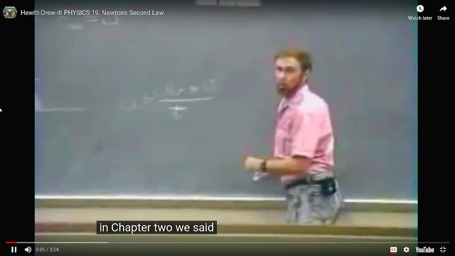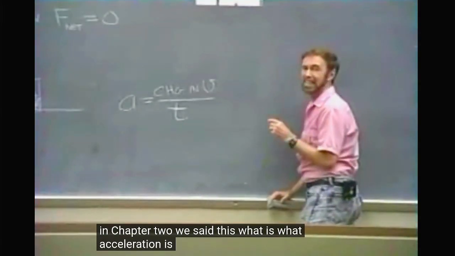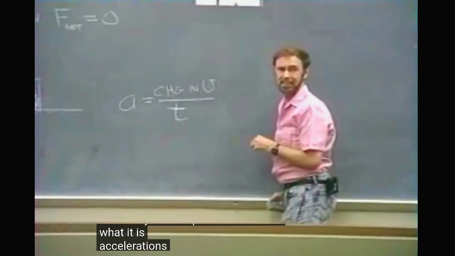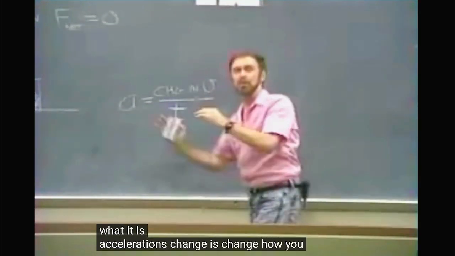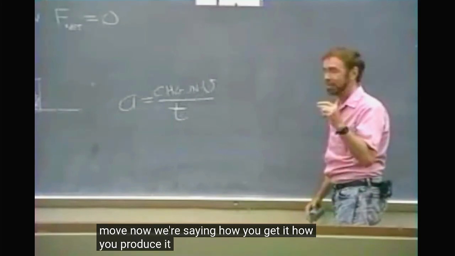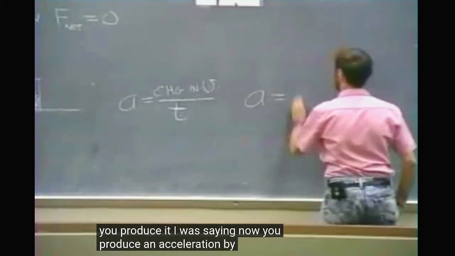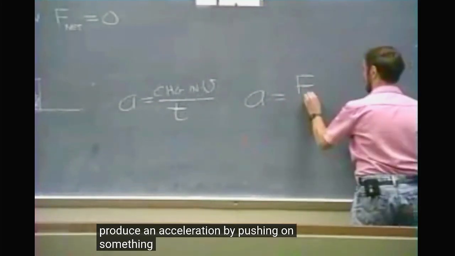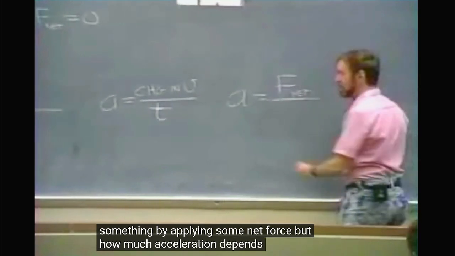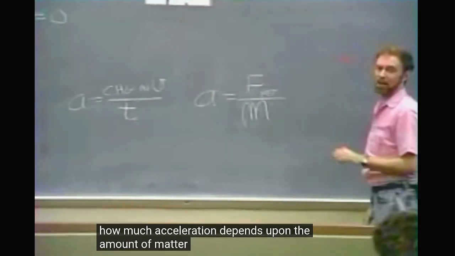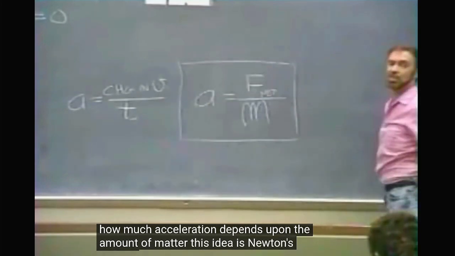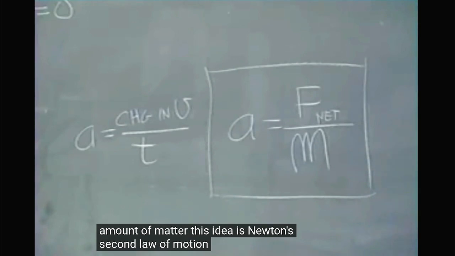In Chapter 2, we said this is what acceleration is. Acceleration is a change in velocity with respect to time. That's what it is. Acceleration is change. It's change how you move. Now we're saying how you get it, how you produce it. And we're saying now you produce an acceleration by pushing on something, by applying some net force. But how much acceleration depends upon the amount of matter. This idea is Newton's second law of motion.